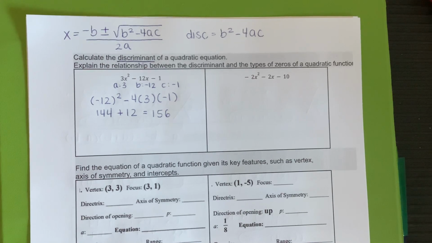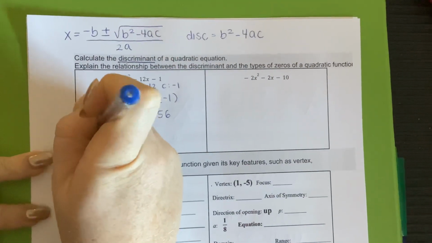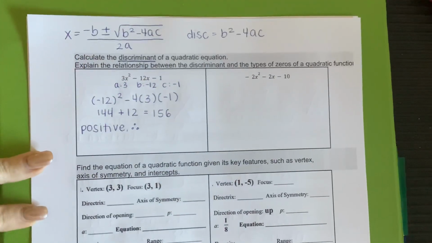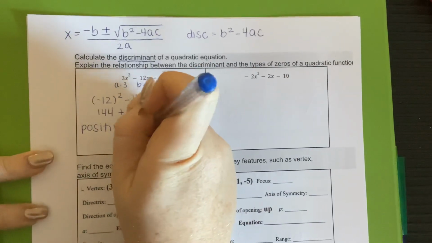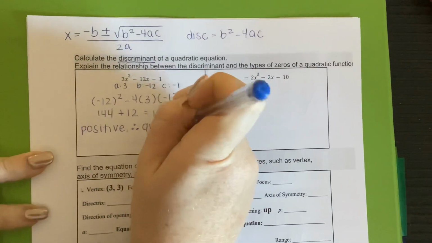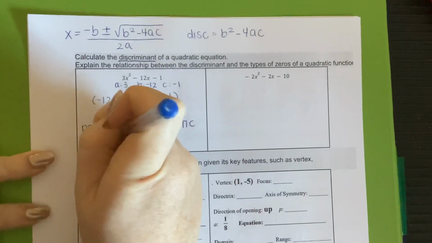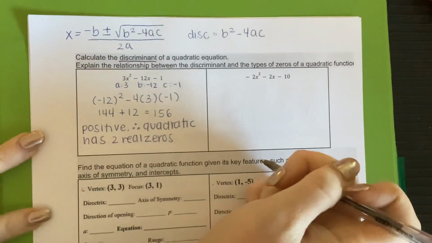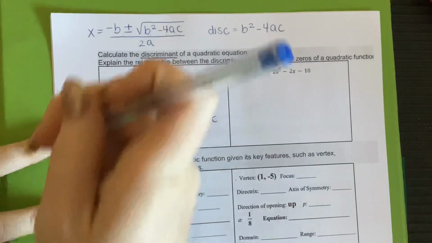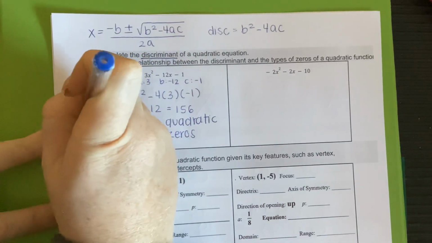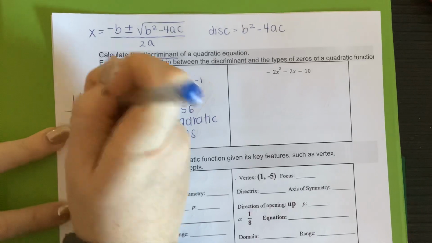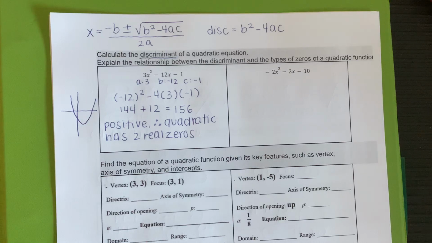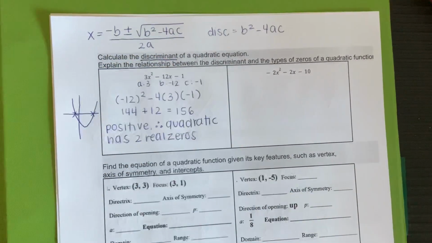Now, it asks you what's the relationship. Because this is a positive number, therefore, that's what these three little circles mean. So positive, therefore, the quadratic has 2 real zeros. Okay, so that means that this graph, if I were to sketch a very basic graph, looks something like that. Maybe not exact, but something like that. So it hits it 2 separate times. 1, 2. It has 2 real zeros.